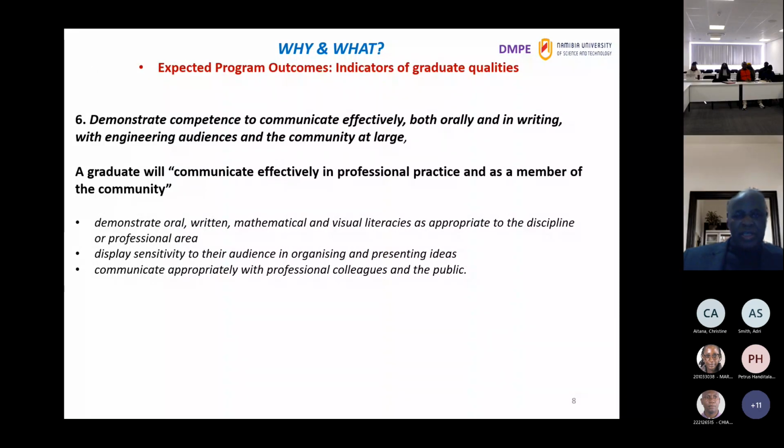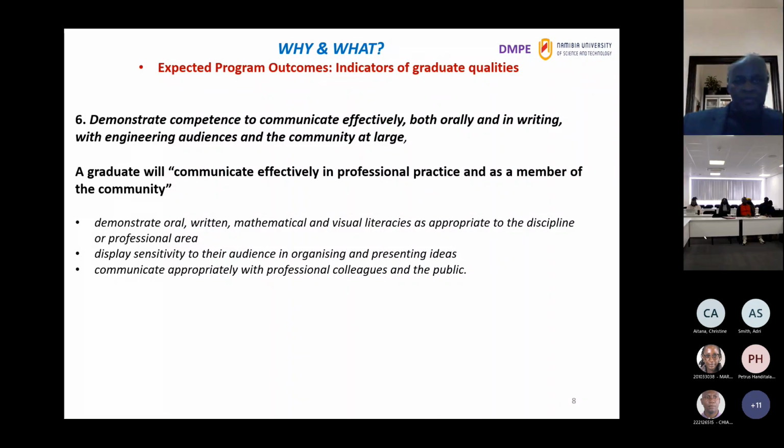There is also the need to develop skills in communication, verbally, linguistically, and in the technical writing sense, right? And you should be able to communicate to audiences of different backgrounds and the community at large.